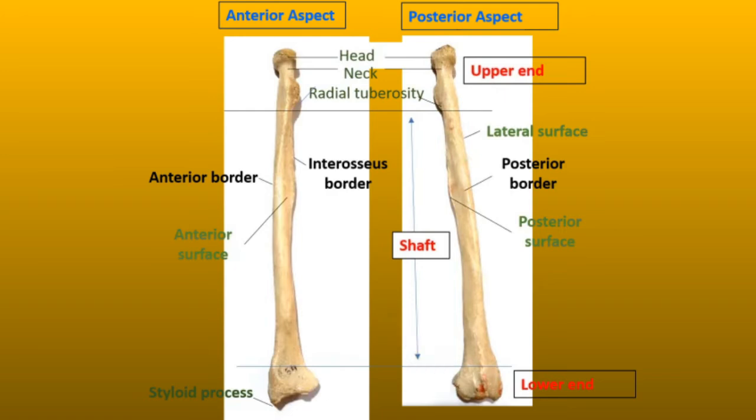Next are the surfaces. Again there are three surfaces: the anterior surface, the posterior surface and the lateral surface. First of all, the anterior surface of this.